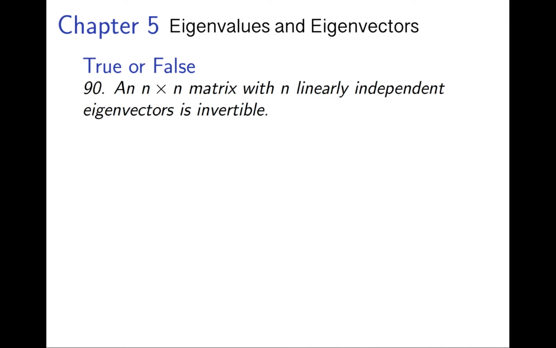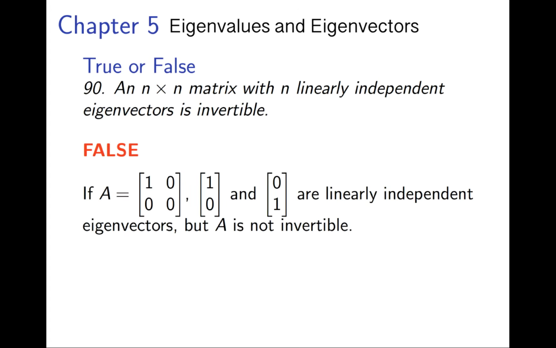Number 90. An n by n matrix with n linearly independent eigenvectors is invertible. That's false. So the matrix, again, we've used this 2 by 2 matrix so many times. It's a good one for counterexamples. So if A is the matrix [1, 0; 0, 0], then (1, 0) and (0, 1) are both eigenvectors and they're linearly independent. But our matrix is not invertible. So this is saying the linear independence of our eigenvectors tells us nothing about if our matrix is invertible or not.